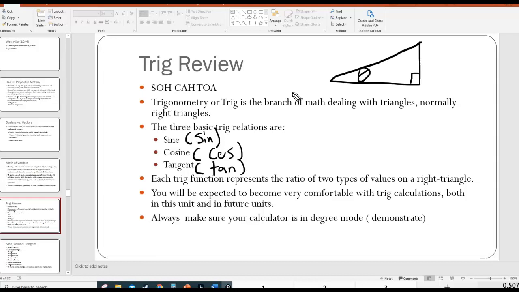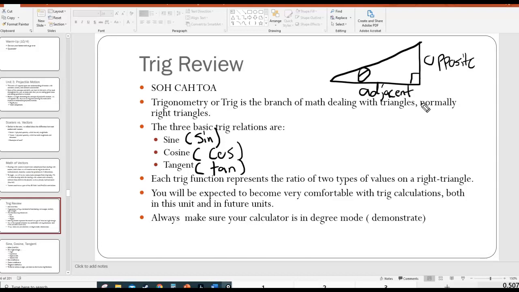So let's say we have this kind of generic right triangle. The side opposite to that angle is what we call the opposite side. Very imaginative. Okay, so we have the opposite side, and then we have this side down here, which is called the adjacent side.